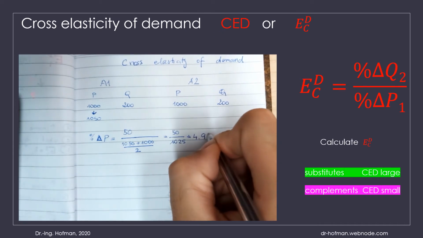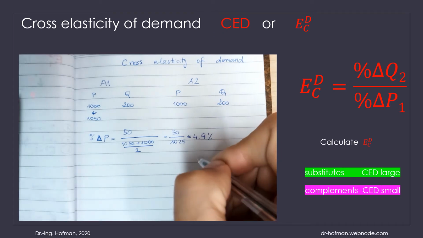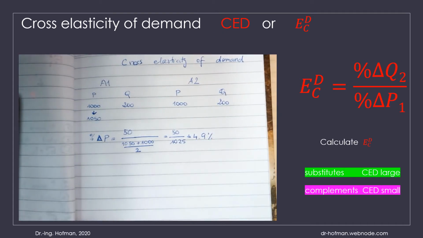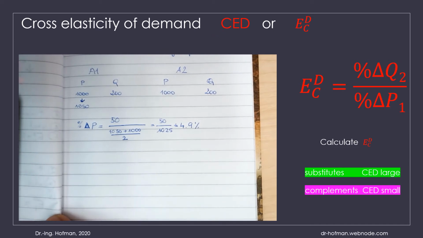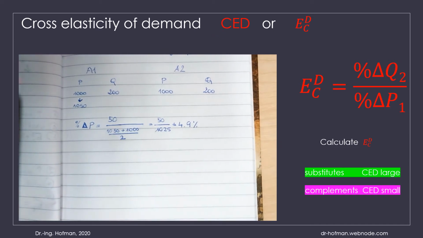Put that increase in quotes because we're using it on the average. We do that so that if we said it went from 1050 to 1,000, it would still be a 4.9% decrease using this same idea, using the midpoint as the base.